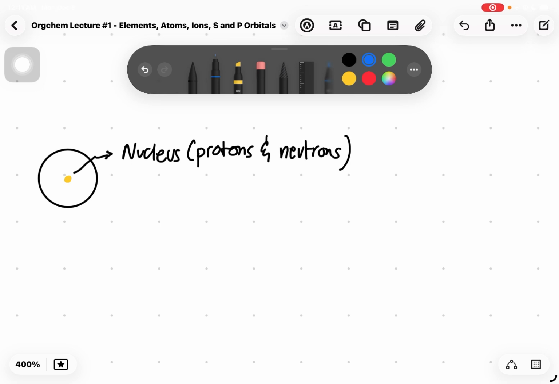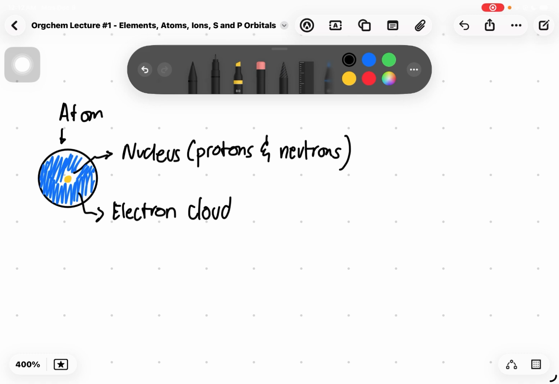Now we can draw some filling around the nucleus, and this is going to be our electron cloud, which composes most of the atom's volume, and this is also where an atom's electrons can be found. And this whole thing is the atom. So, most of the mass of an atom is found in the nucleus, while most of the volume is found in the electron cloud.